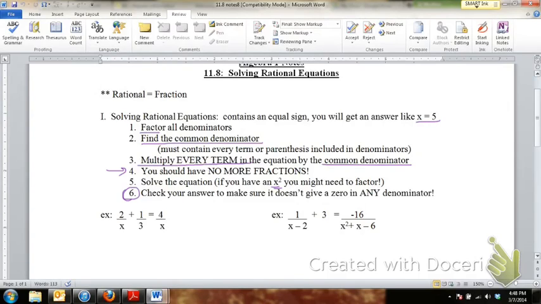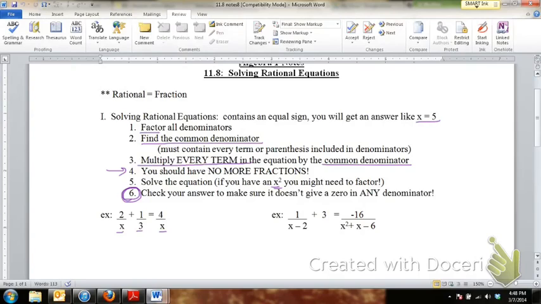But here's a really important step. You need to check your answer and make sure that if you plug it in to the original problem, you don't get a 0 in any of your denominators. So let's take a look at the first one. We'll start you off easy.